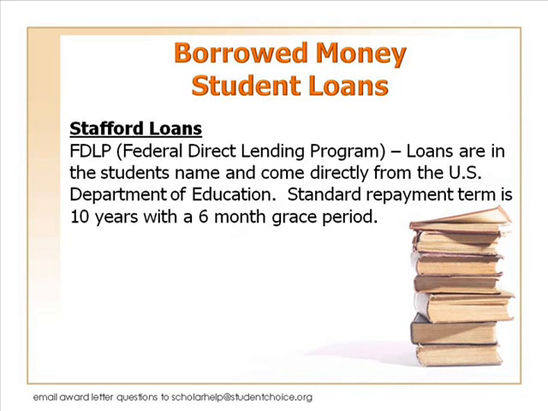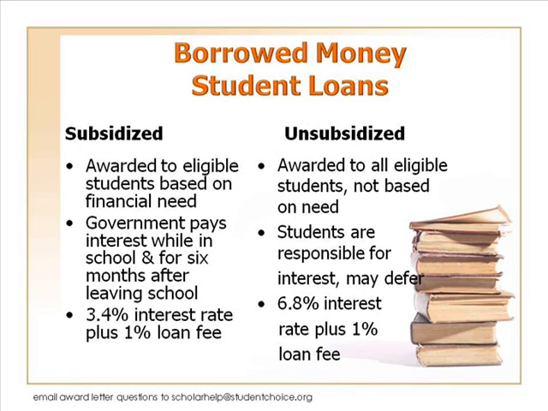The other type of money that should be listed on your award letter is Stafford loans. This, again, is loans that are in the student's name. They're government loans, and the standard repayment term on this particular product is 10 years with a 6-month grace period. And again, these loans are in the student's name. There's two types of loans that could be listed under the Stafford program. That's a subsidized loan and an unsubsidized loan.